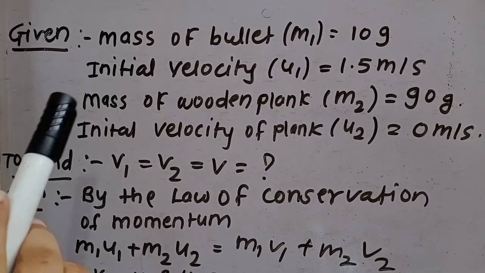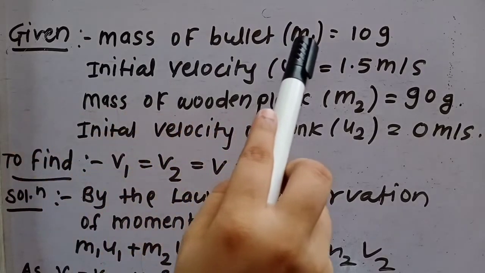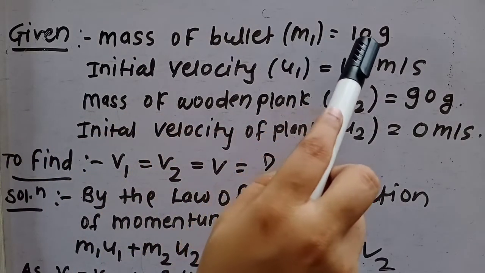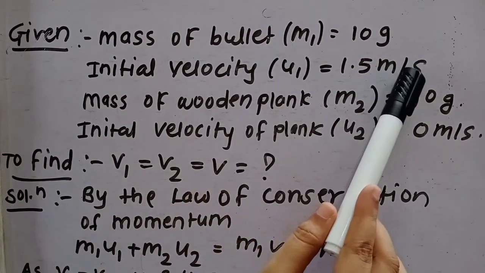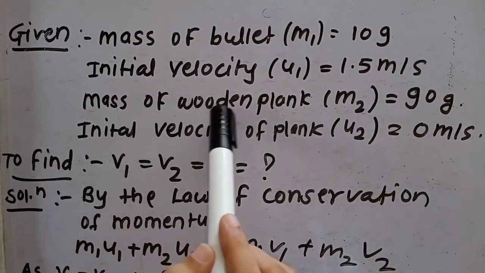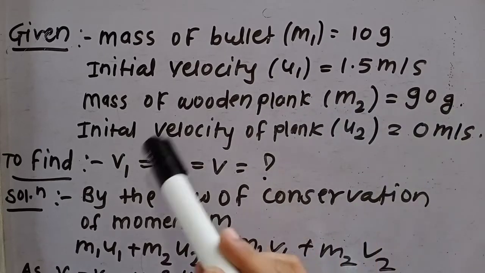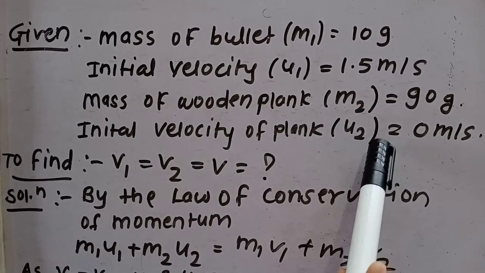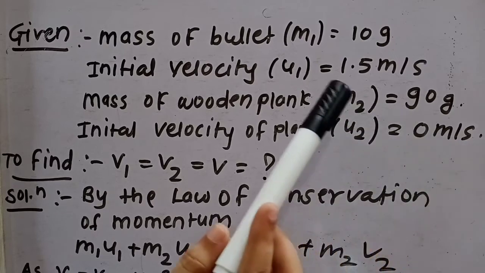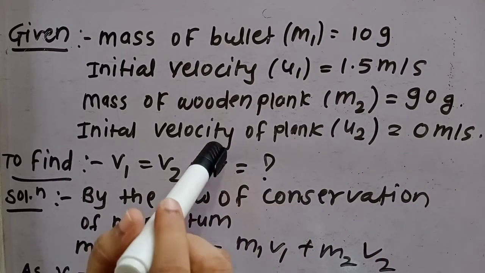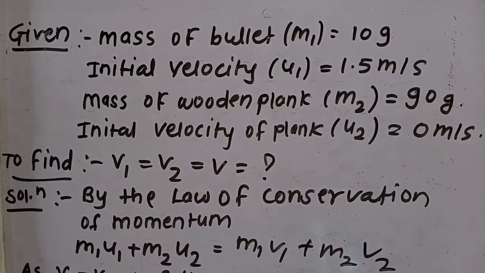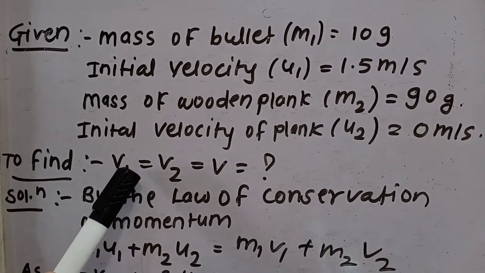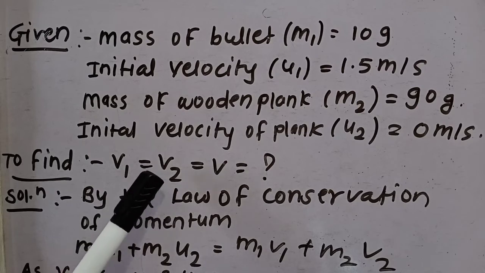So see here carefully. Given is the mass of the bullet, that is m1, 10 gram. Initial velocity of the bullet u1 is 1.5 meter per second. Mass of the wooden plank m2 is 90 gram and initial velocity of the plank u2 is 0 meter per second. Why? Because the wooden plank is at rest initially, so velocity is 0. Now we have to find the final velocity for both.